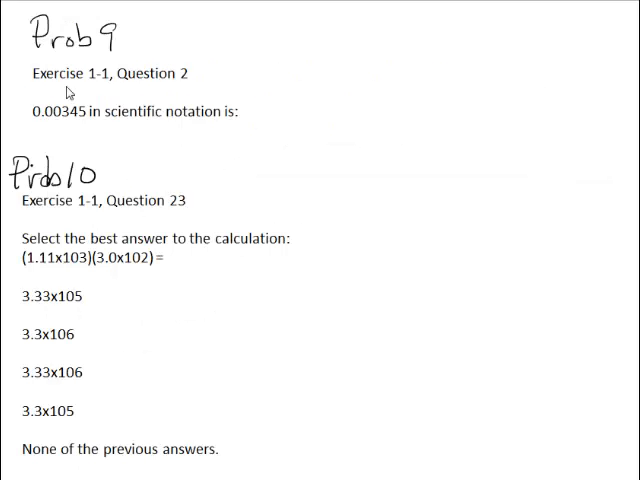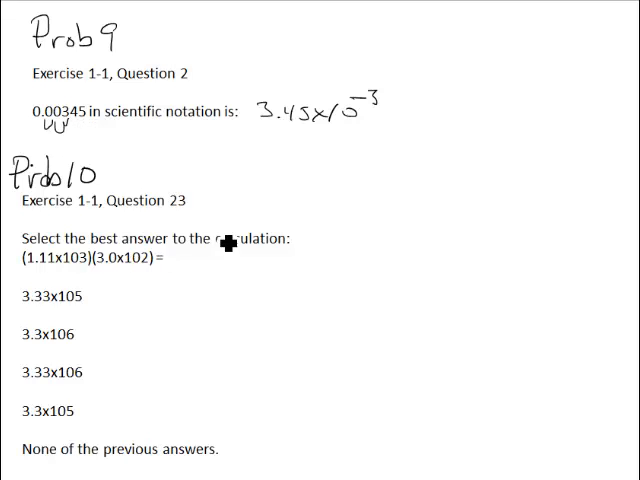Now I'm going to just skip over problem 9 here because it's scientific notation. You've done that. All we're doing is moving that 1, 2, 3 places. So that becomes 3.45. Now a small number became a larger number. That means it's a negative exponent. We moved it 3 places. So that would be the answer to this one.